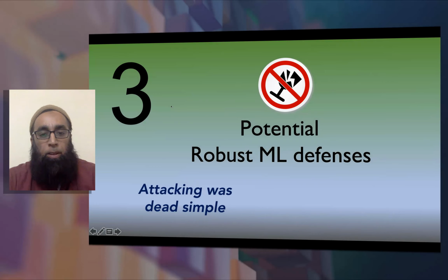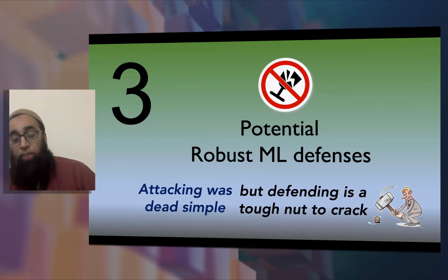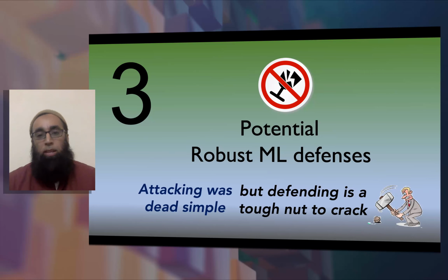Welcome to the third part of the tutorial on secure and robust machine learning models. And in this part, I'm going to now talk of potential robust ML defenses. So up till now, in the first two parts, we have seen that attacking ML models has turned out to be very easy. But unfortunately, defending against adversarial attacks is a tough nut to crack.